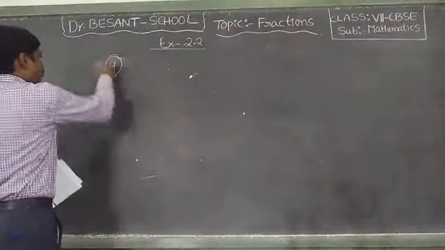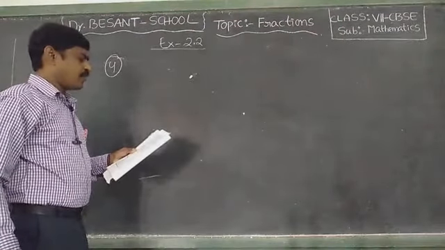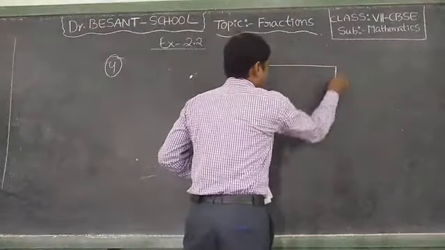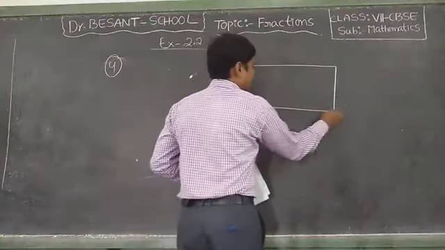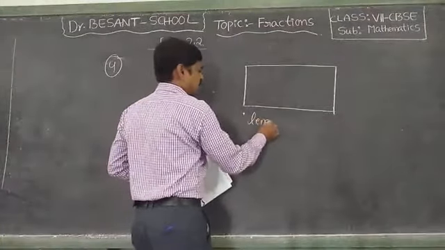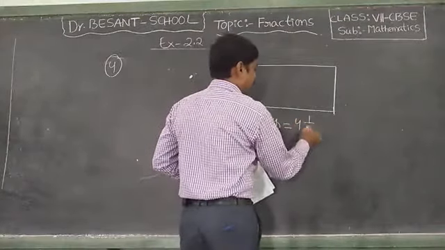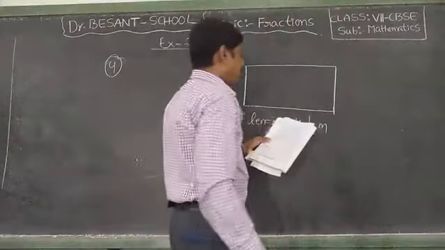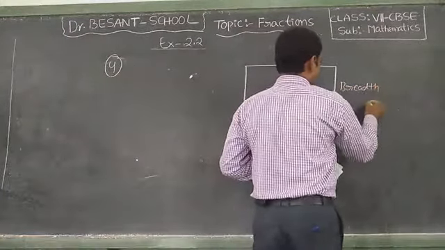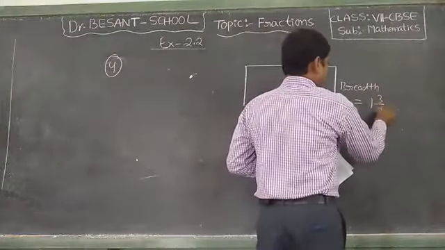Fourth problem, the length and breadth of a rectangular field are 4 and 1 by 5 meter and 1 and 3 by 7 meter. Children, so this is a rectangle. Length is equal to 4 and 1 by 5 meter. Breadth is equal to 1 and 3 by 7.